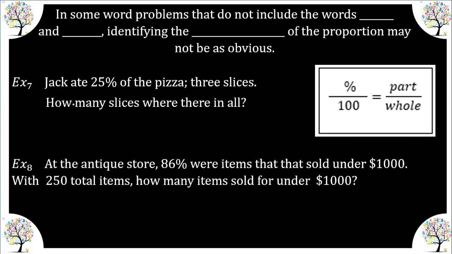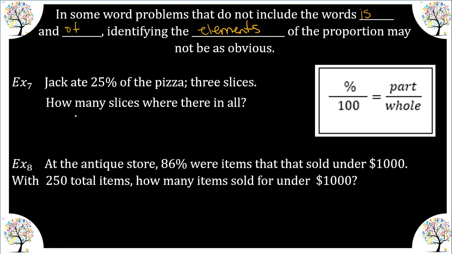In some word problems that do not include the word is or the word of, identifying the elements of your percent proportion may not be as obvious. So let's take a look at this example. Jack ate 25% of the pizza, which was 3 slices. How many slices were there in all?